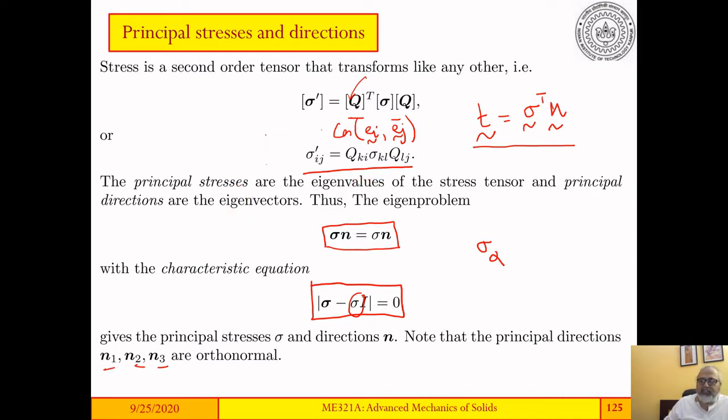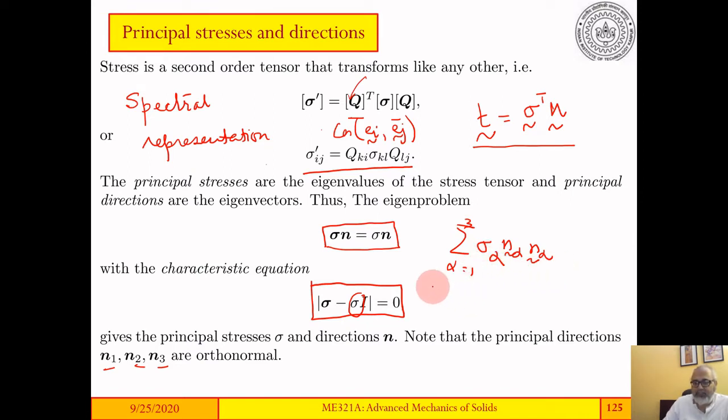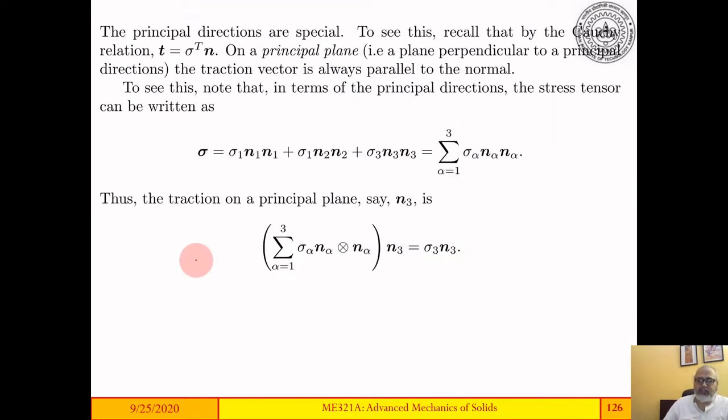So this leads us to what is known as a spectral representation. We have encountered this before. The spectral representation of stress is the sum of sigma alpha n alpha dyadic n alpha, summation alpha equal to 1 to 3. No summation convention is implied here. So this is sigma 1 n1 dyadic n1 plus sigma 2 n2 dyadic n2 plus sigma 3 n3 dyadic n3. So this is a bona fide representation of the stress tensor. So stress can be represented in the spectral manner using the principal values and the principal directions.